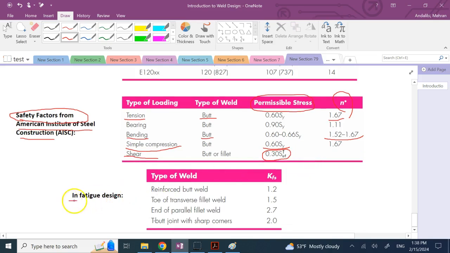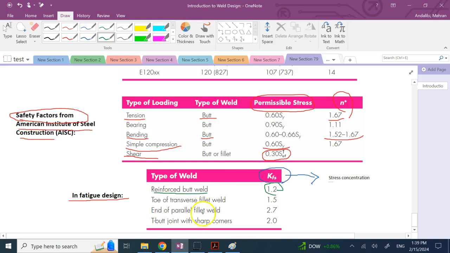Now, if the welded area is under fatigue, under cyclic loading, then you have to use different safety factors. The way you use it is you can use KF. Remember, KF was the miscellaneous factor, and one of its components, if you remember, was stress concentration, which I mentioned. The stress concentration affects your KF, and the bigger it is, the smaller the endurance limit you're going to have. You see that if it's a reinforced butt weld, use 1.2 for KF.